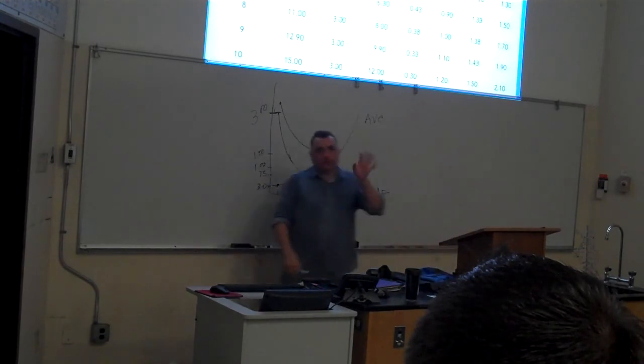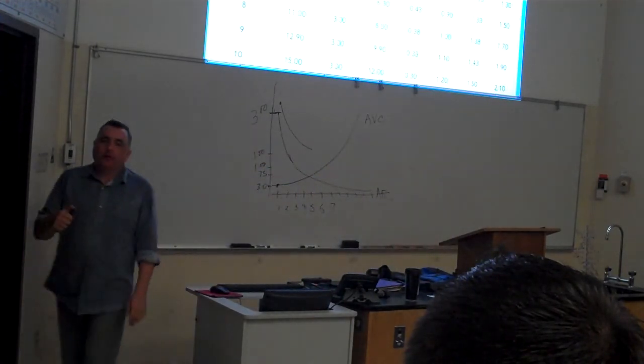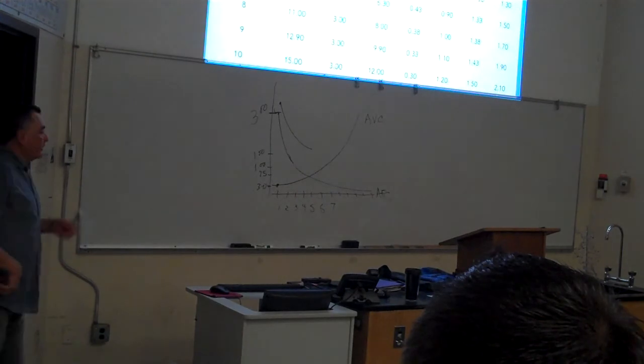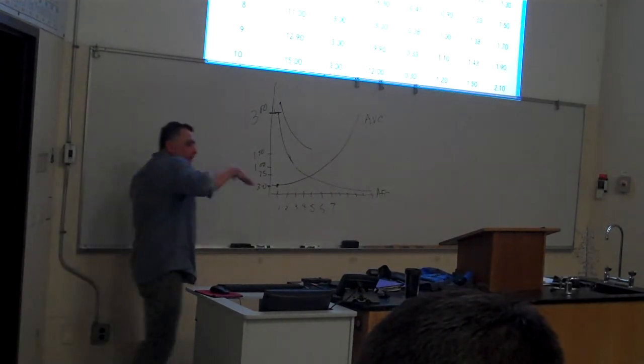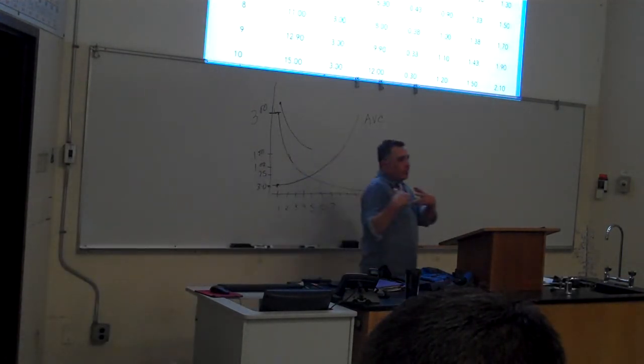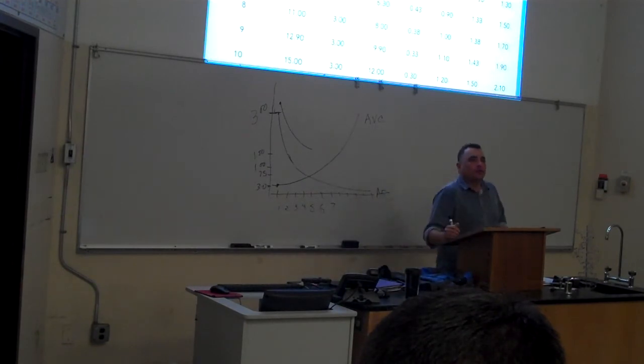Average total cost, I'm so sorry. I'm adding confusion. At first, it's dependent on the average fixed cost. Okay, good. So average total cost is falling at first because a larger percentage of it is derived from average fixed costs.